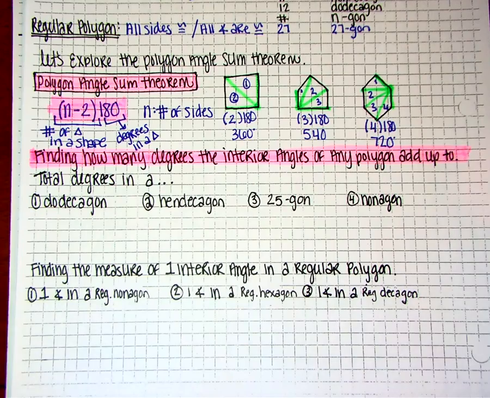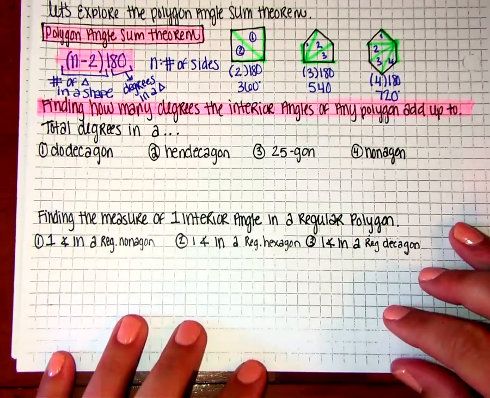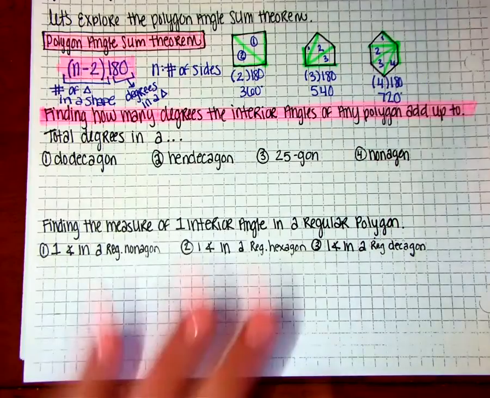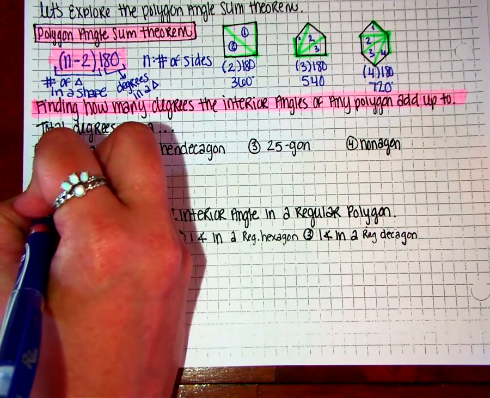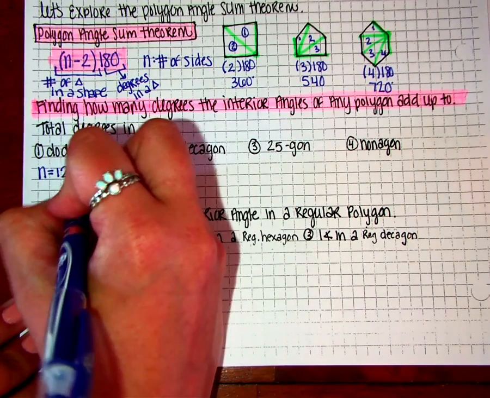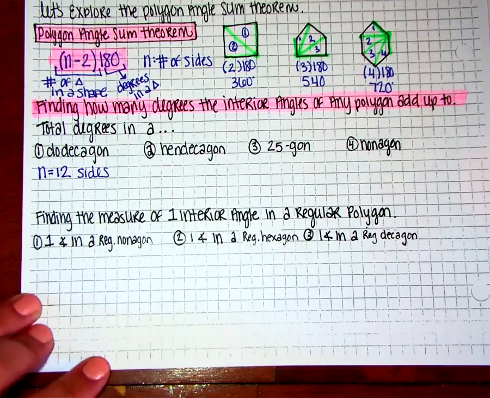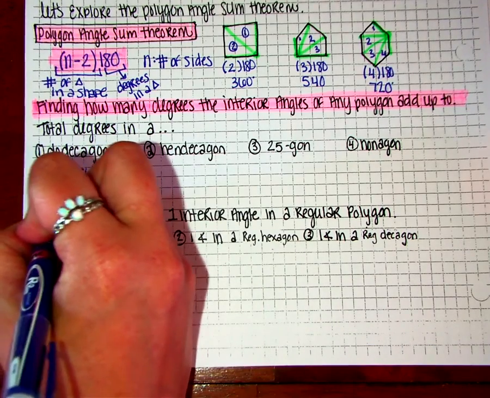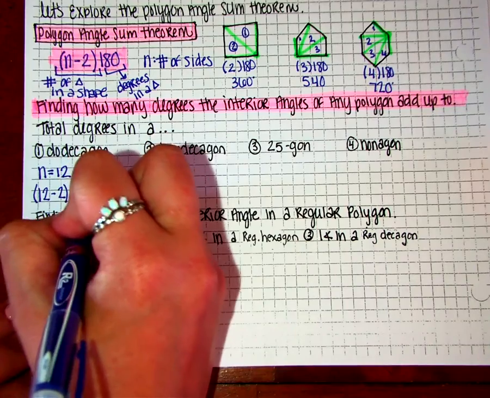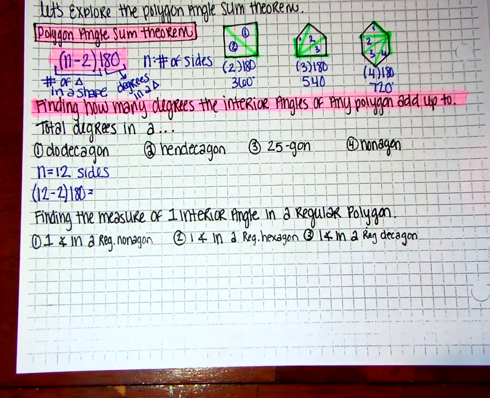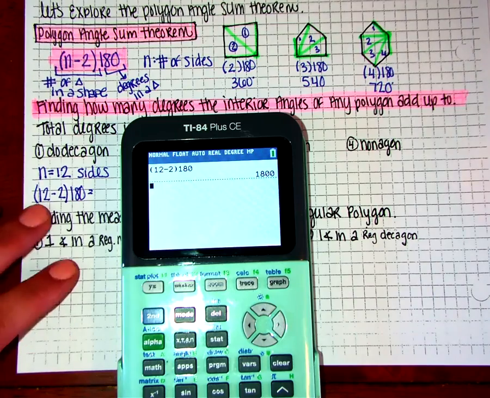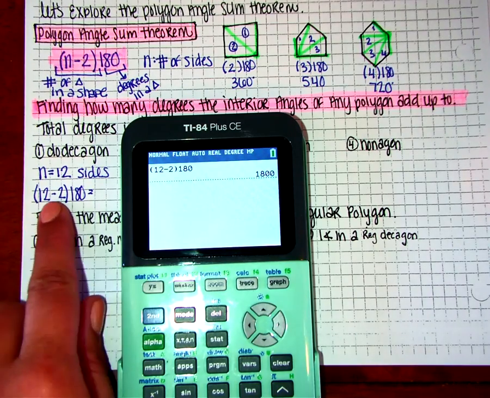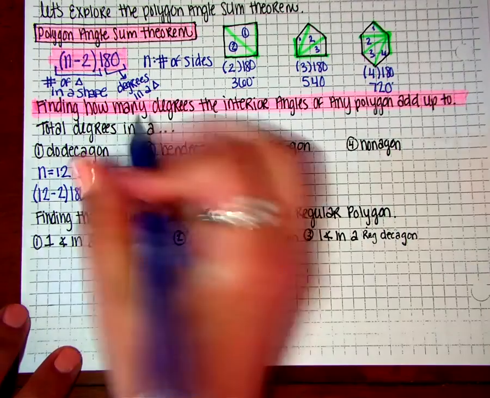Okay, so let's practice. We want to know how many total degrees are in a dodecagon. So the first thing I have to analyze is how many sides the shape has. A dodecagon has 12 sides, so n is 12. I want to know total degrees. All I'm going to do is 12 minus 2 times 180. And make sure that in your calculator you put it in parentheses. So 12 minus 2 times 180 is 1800. Also, 12 minus 2 is 10, meaning if I had a 12-sided figure, I could draw 10 triangles in it. So 1800.